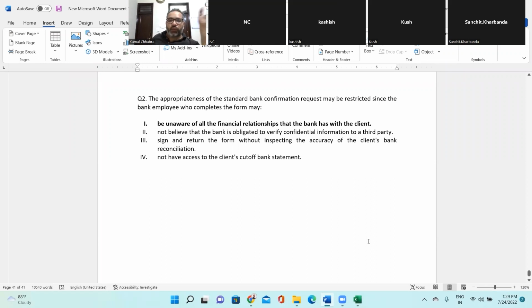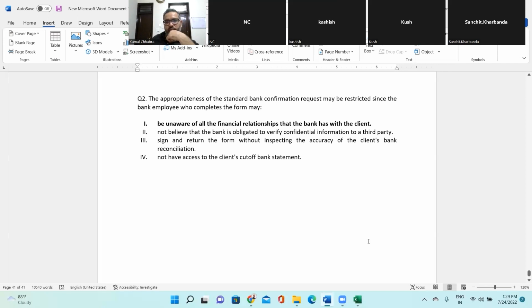Now, call of the question is what? It may be restricted since the bank employee who completes the form may be unaware of all financial relationships. That can be true, right? Maybe you have sent the confirmation to the bank, but the employee of the bank who is giving back the confirmation might not be aware of it if you have borrowings with the bank. Maybe you have an overdraft limit with the bank. Maybe you have some lending provision with the bank. So that could be possible.